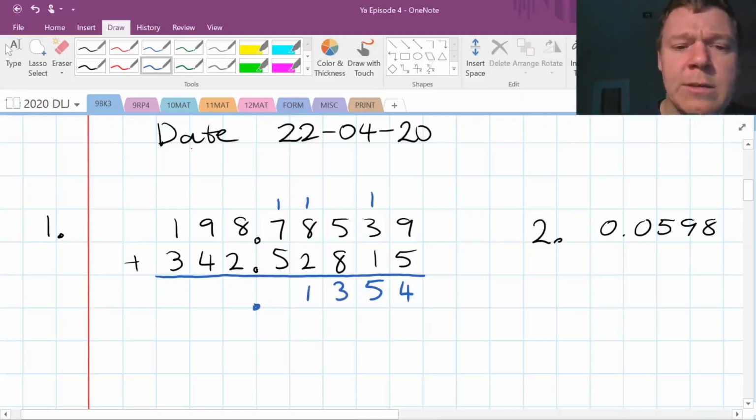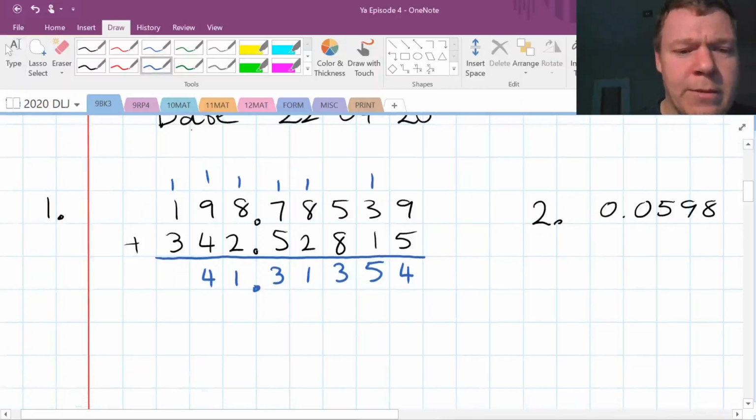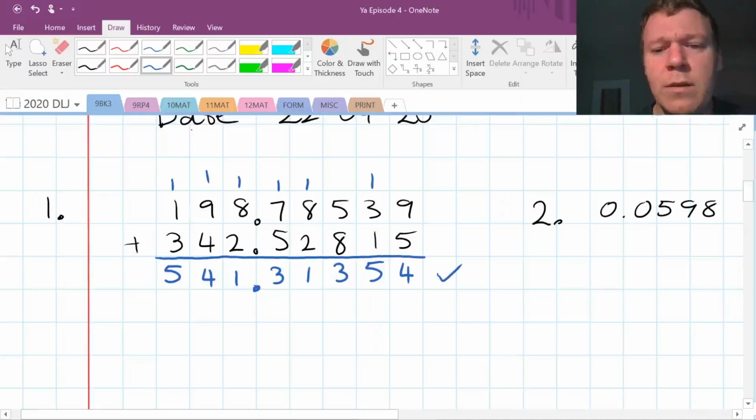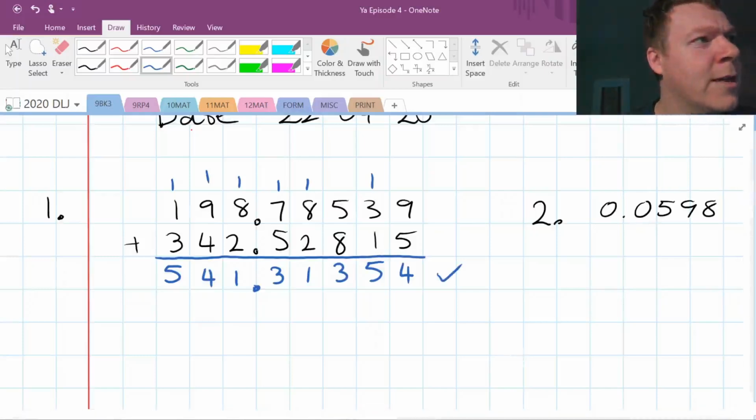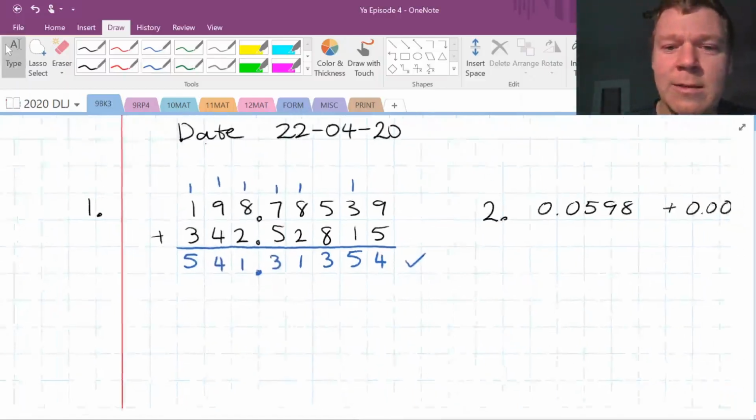5 plus 7 plus 1 is 13. Carry 1 over. 2 plus 8 plus 1 is 11. Carry 1 over. 9 plus 1 is 10. Plus 4 is 14. Carry 1 over. And 1, 5, 3. 1, 3, that's 5. That should be correct. Anyone else get that? Looks like Malachi got it. Well done, Malachi.